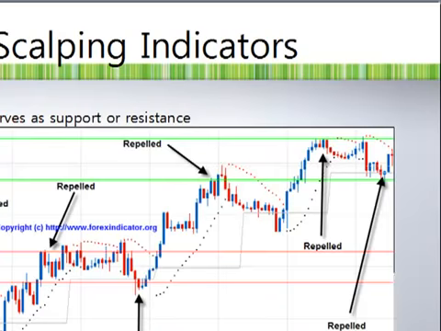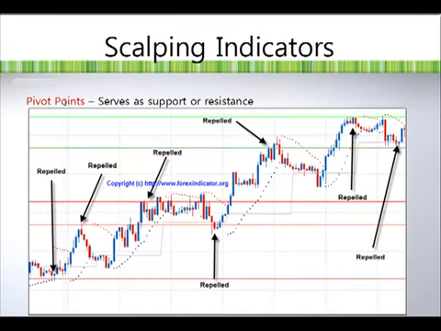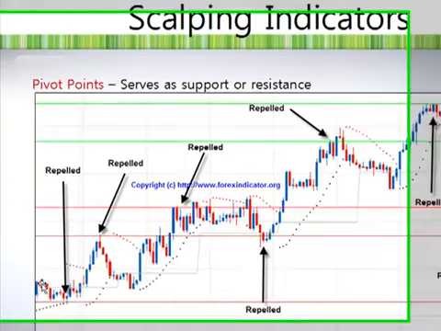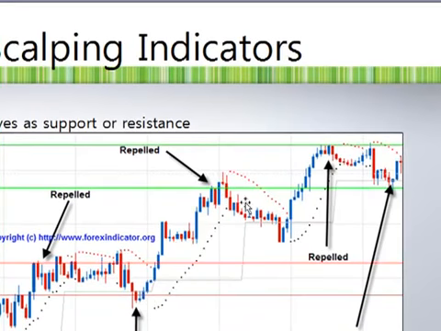Which is the next indicator that we're talking about, the pivot points. Be it the daily pivots, weekly pivots, or monthly pivots, they all serve as strong support and resistance. Take a look at this picture below. You can see that the price hit the pivot point, got repelled by it, hit the pivot point, got repelled by it, hit and repelled. You can see it held, it hit here, got repelled, hit, repelled. You can see how strong this pivot point is.